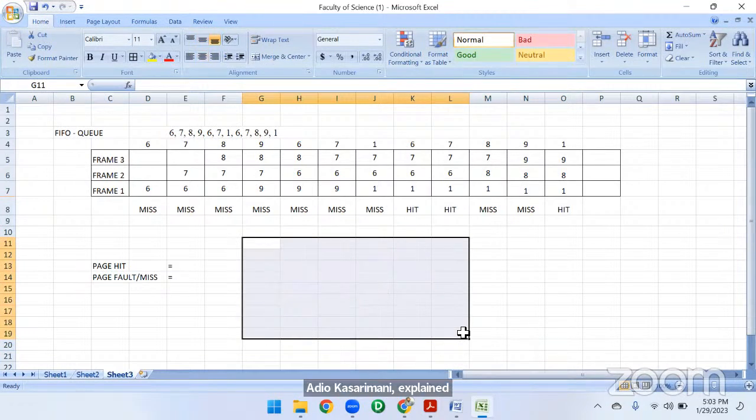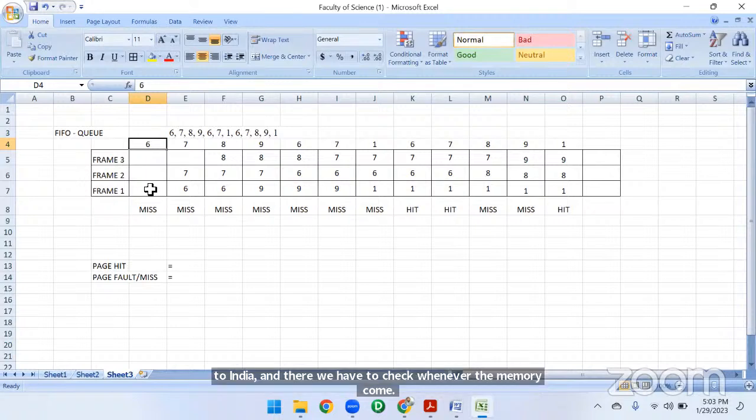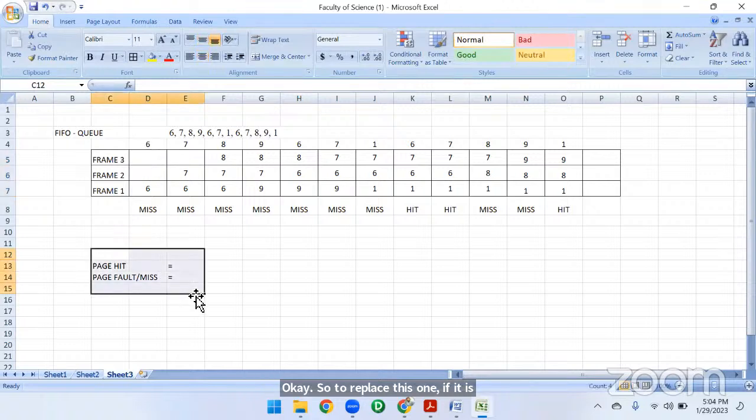Right. Okay, so we have only 2 steps. One is that whenever the page comes into the memory, we have to check whether that page is available in the memory or not. The first step is that one. If it is available, it is called a hit ratio. If it is not available, we have to check which one has to be replaced. Okay, so to replace, if it is not available, nothing is available in the memory, then again I will write it down.